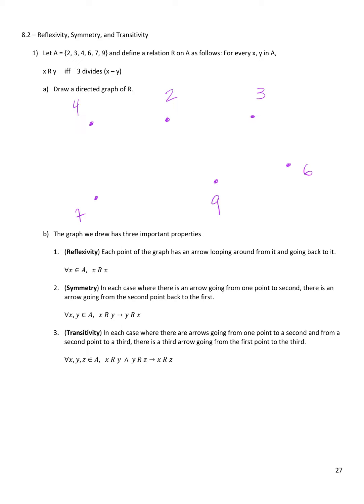All right, so now I'm going to decide any 2 points are going to be related if their difference is divisible by 3. So let's see, 4 to itself. The difference of 4 minus 4 is 0, and 0 is divisible by 3. So 4 is related to itself. In fact, everything is related to itself because if you subtract anything from itself you get 0, and 3 will divide it. So everything's related to itself. So I'm going to put these little loops on everything here.